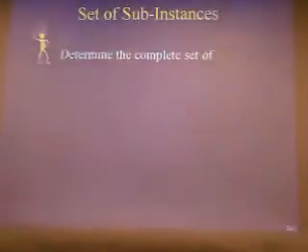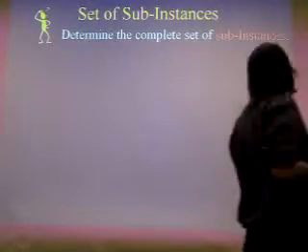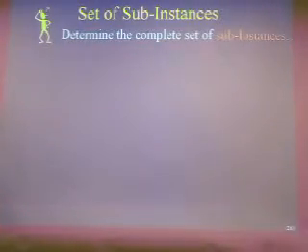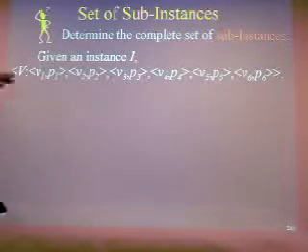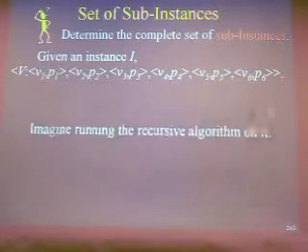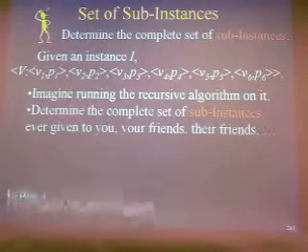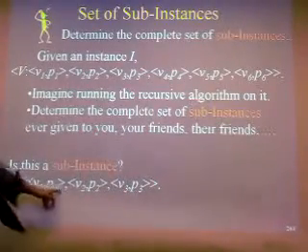All right, so again, if you were to run this algorithm, it would have exponential time. And so we want to find out what is the set of subinstances that ever arise. And given this instance, what are our friend's subinstances?